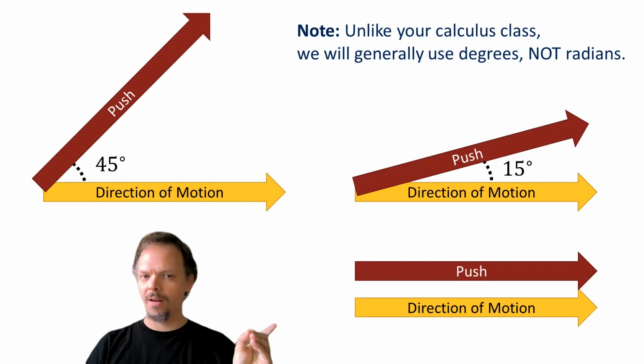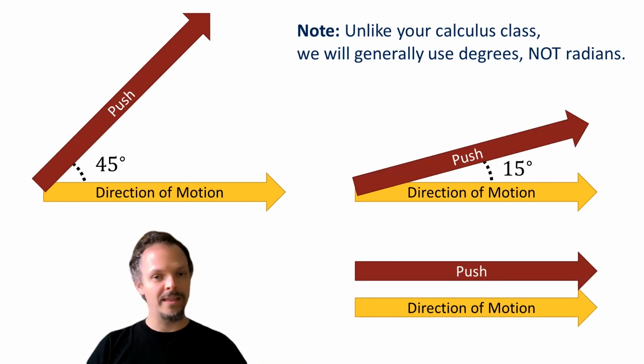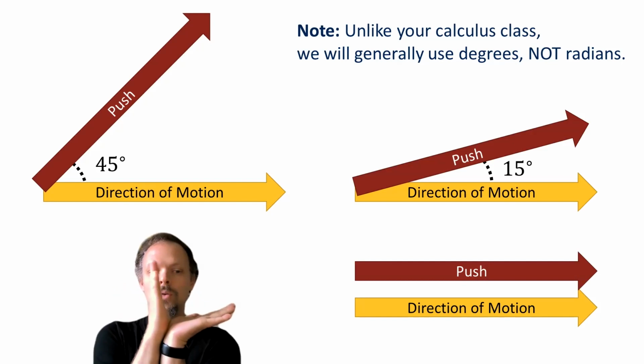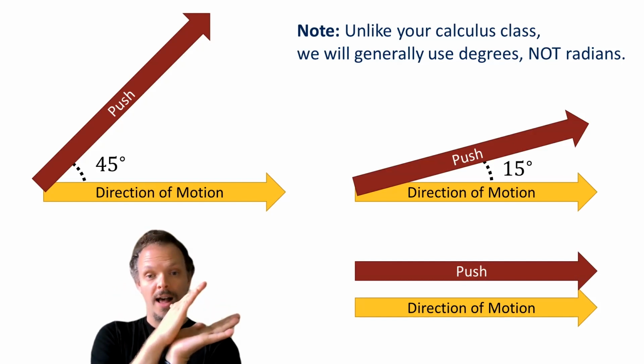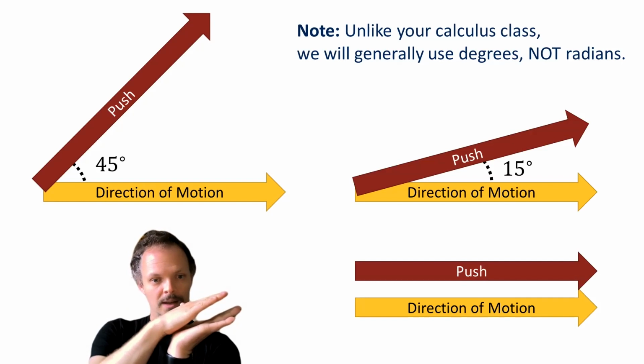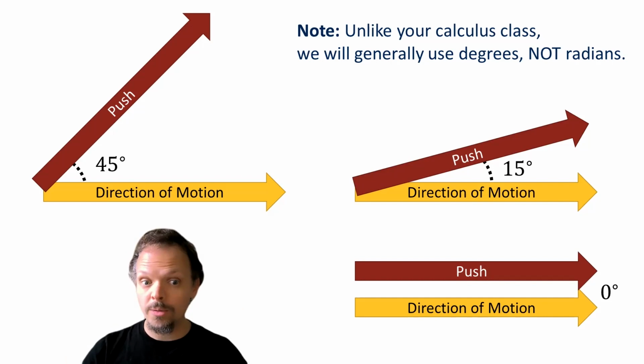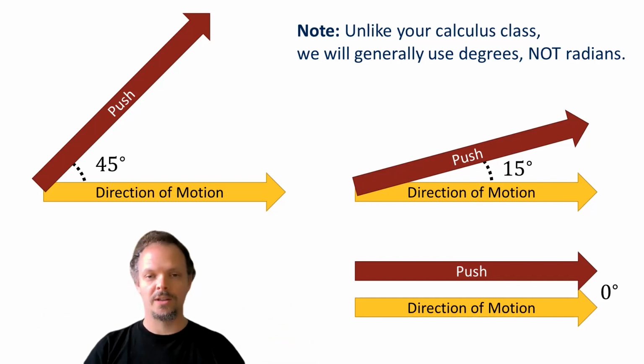So in this case, they're parallel. What's the angle between these things? We went from 180 to 90 to 45 to 15. Once we get to parallel, the angle between the two is going to be 0 degrees because there's no angle between them anymore. They are parallel to each other. And so the angle between two parallel quantities with direction is in fact 0 degrees.